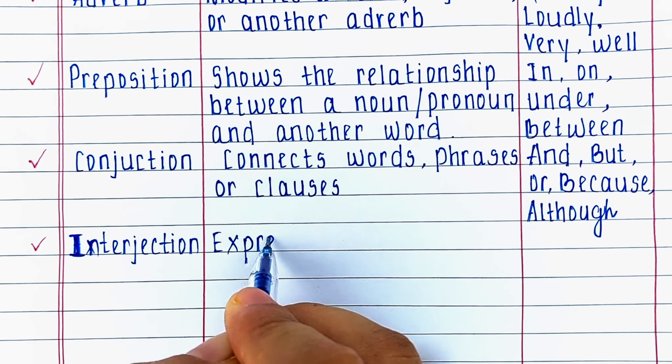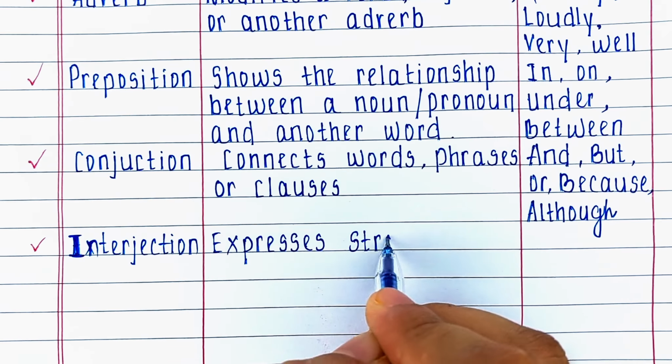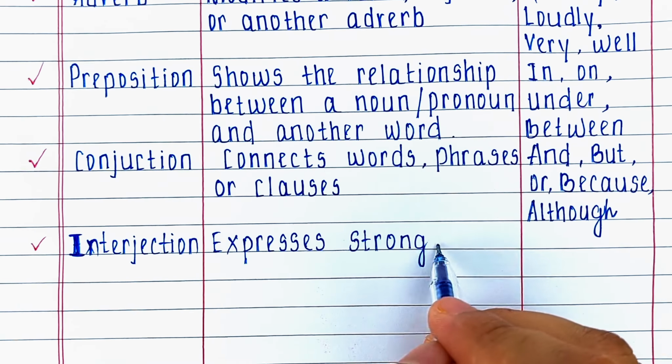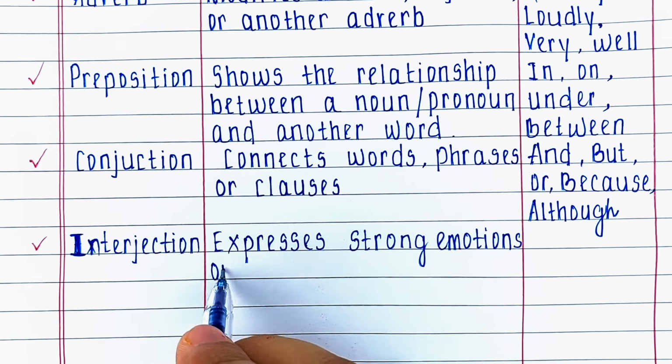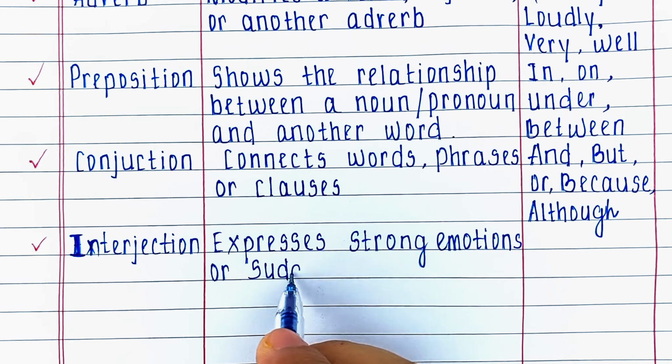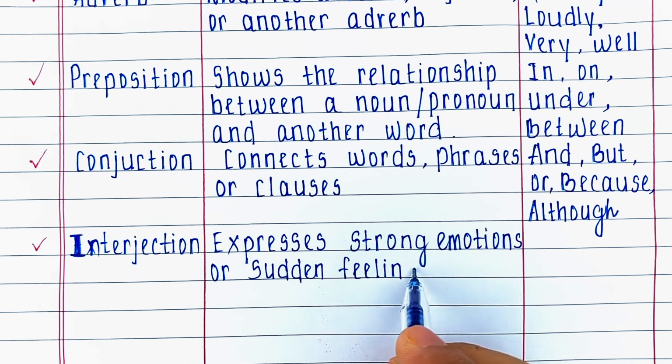Lastly, the interjections. These are the words that are used to convey strong emotions or feelings. For example, wow, ouch, hooray, alas, all these are the examples of interjection.